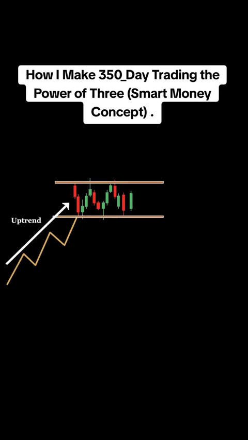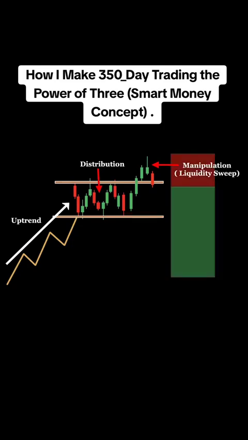If the market is trending up, smart money will eventually take profit. Wait for the distribution phase where smart money is taking profit. Once a range forms, wait for a liquidity sweep, also known as the manipulation phase. After the liquidity sweep, enter at the close of the candle that returns inside the range. Set your stop loss above the recent high. Your target is the next key level.